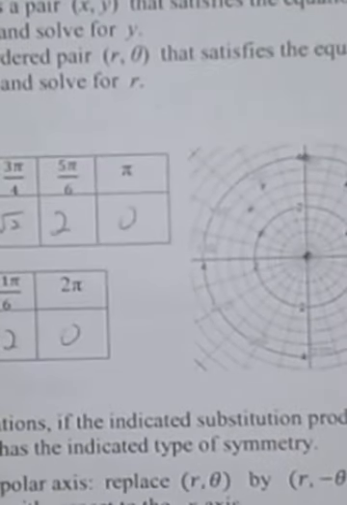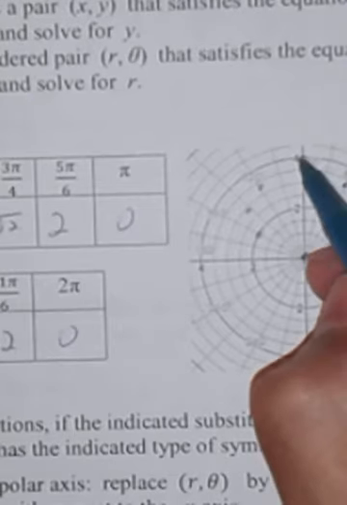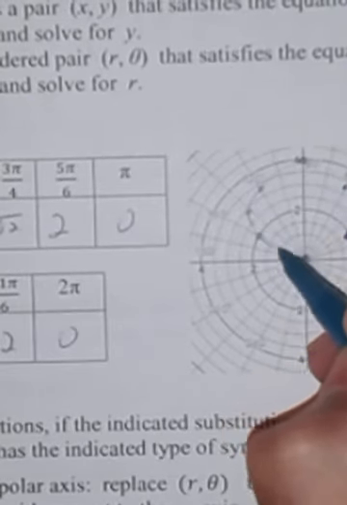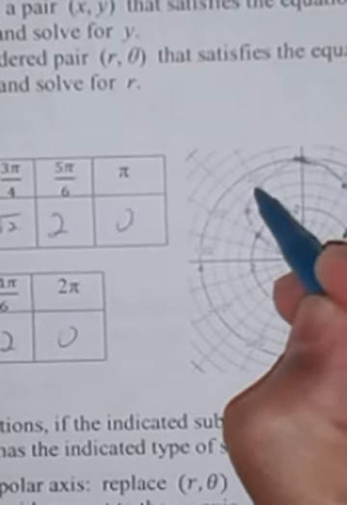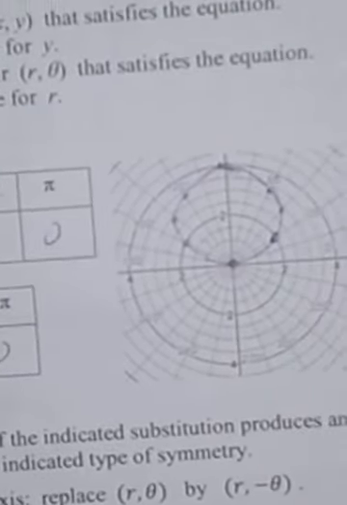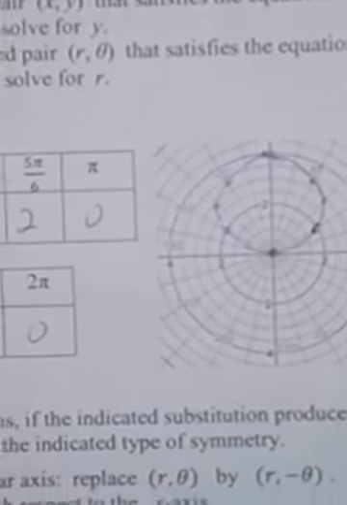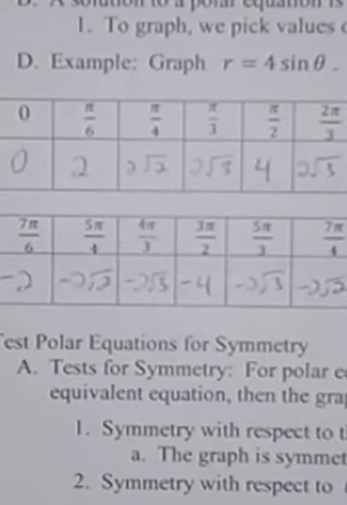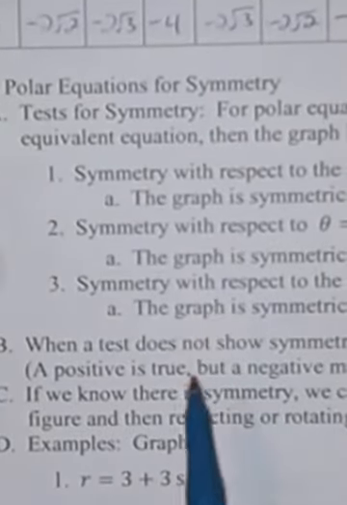So I'm repeating points. If I connect these, though, and we'll graph this in class, it looks like a circle to me. If I had a better measuring ruler, I'd be able to see that. It looks like a circle. Okay, let's go on to testing for symmetry. There are three different types of symmetries.